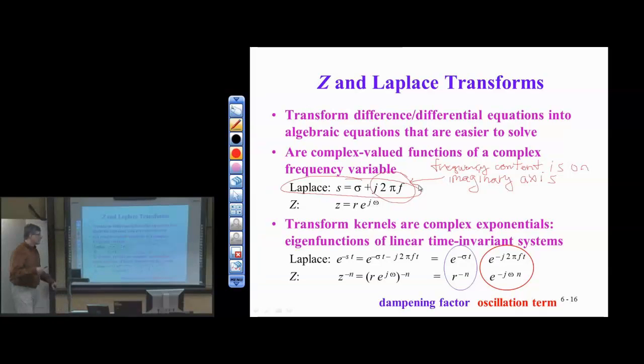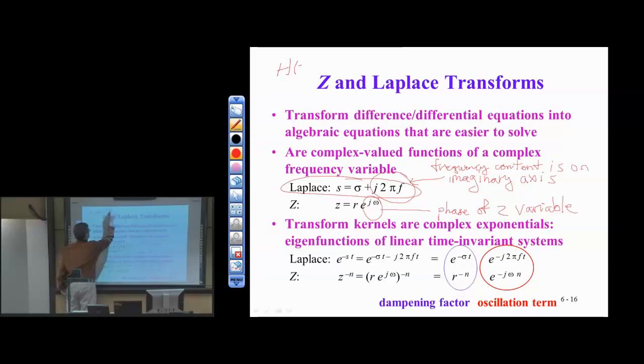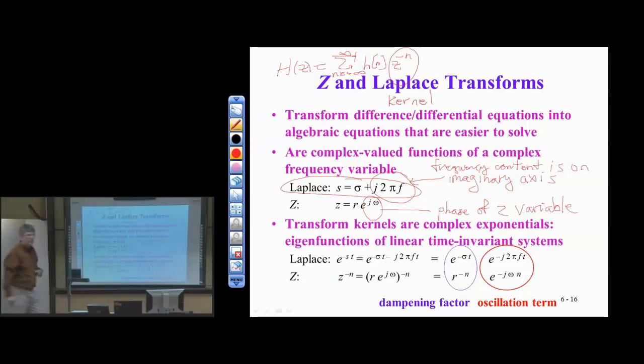If we look at the operation that we perform in the Laplace transform or the Z transform, there's a transform kernel, and this is what we use to take the transform. So in the Z case, we sum over the signal in the time domain, little h of n, times z to the minus n. So z to the minus n is the kernel. And that's the computational kernel that we use.